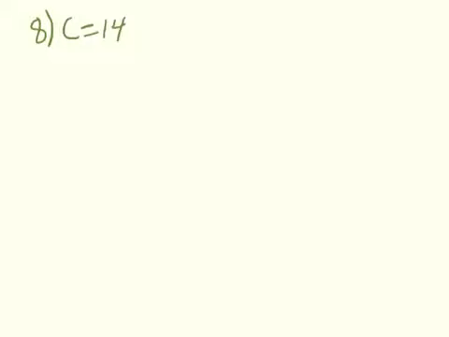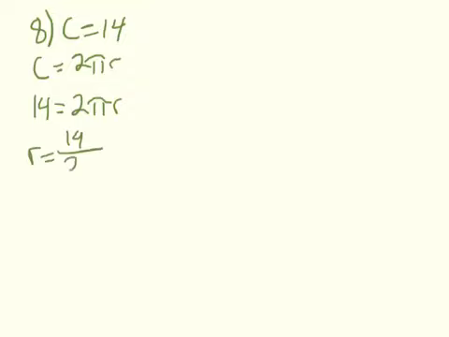As we know, circumference is equal to 2 times pi times the radius. So if we're solving for that, then it's 14 equals 2 pi r. In order to find the surface area, we need to figure out what the radius is. So we can have the radius being equal to 14 divided by 2 pi, and that can be simplified to radius equaling 7 over pi.